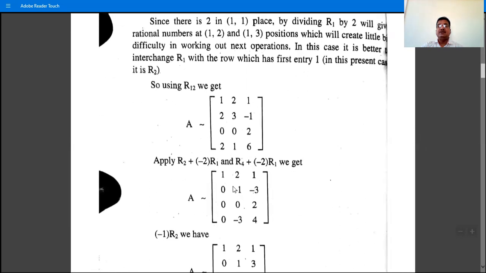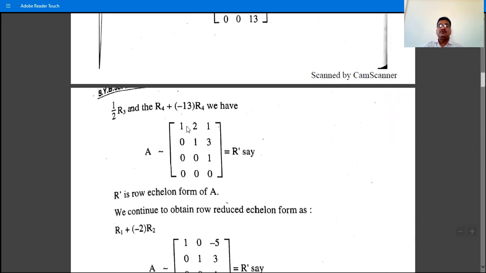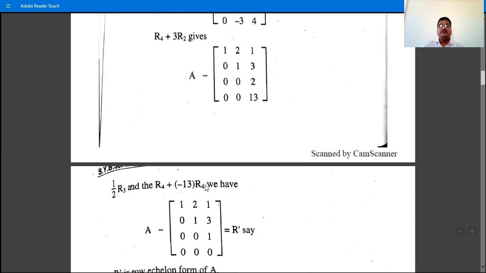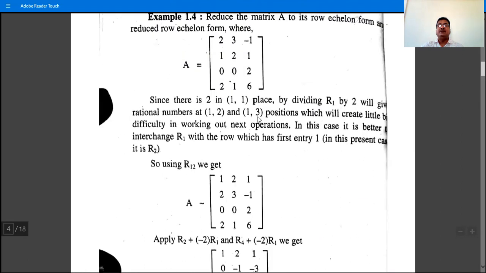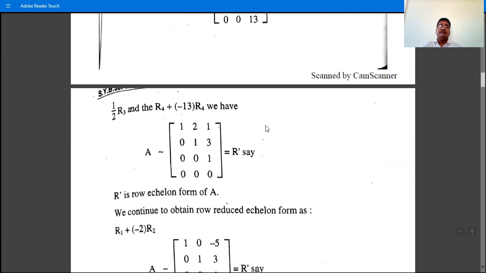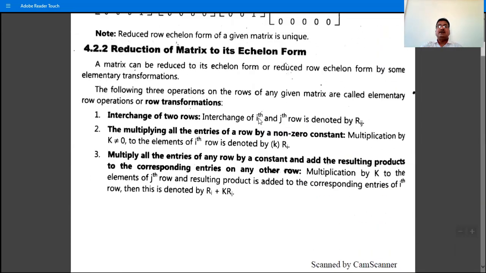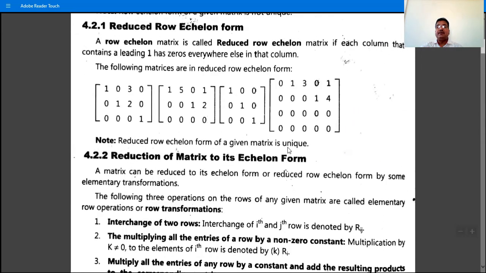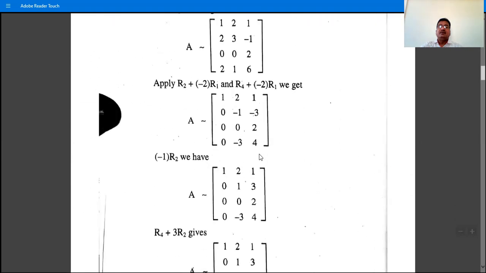So by using these operations, we have this row echelon form. This row echelon form is not unique, so the answer of this problem is not unique. That is because the row echelon form and reduced row echelon form are not unique. Here is the sentence that reduced row echelon form of a given matrix is unique. So right here, reduced row echelon form of a given matrix is not unique. So the answer may be different.